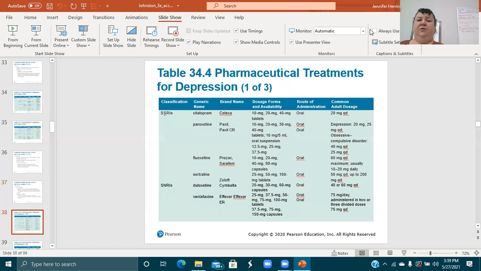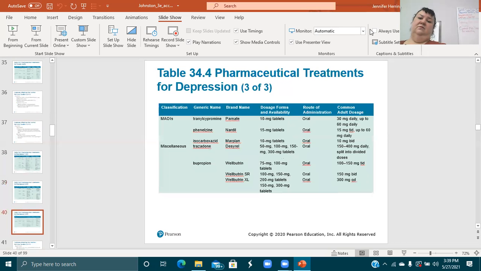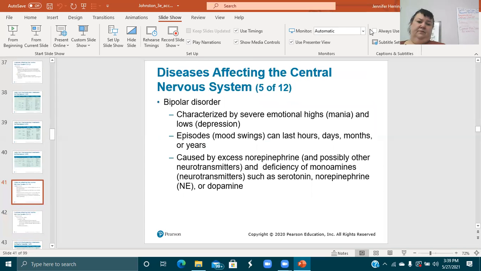Table 34.4 depicts pharmaceutical treatments for depression, and that table is found on page 590. Again, do please look through that table at your own pace. Now let's take a closer look at bipolar disorder. You will find this on page 589 of the text.